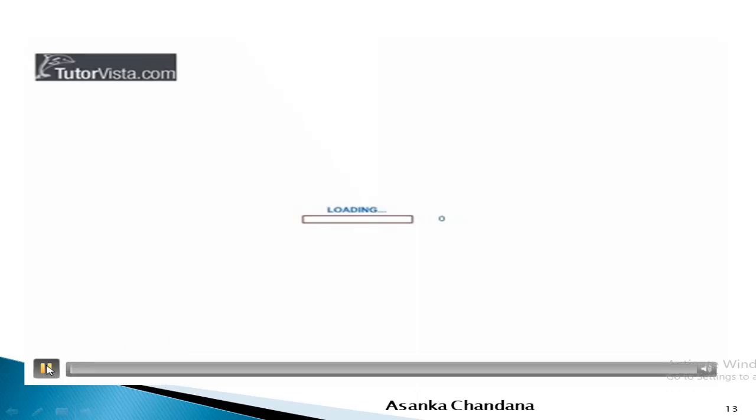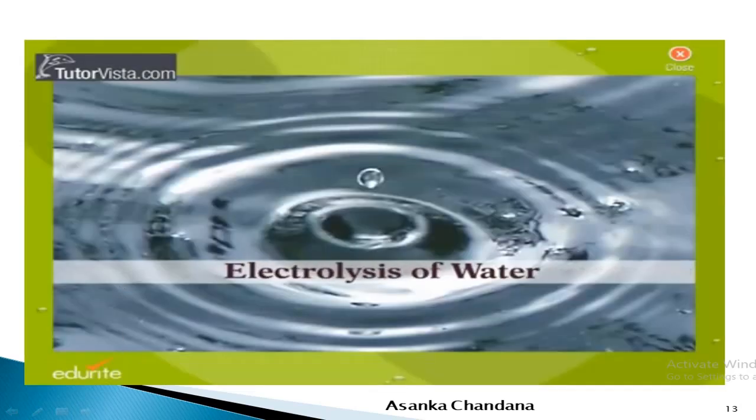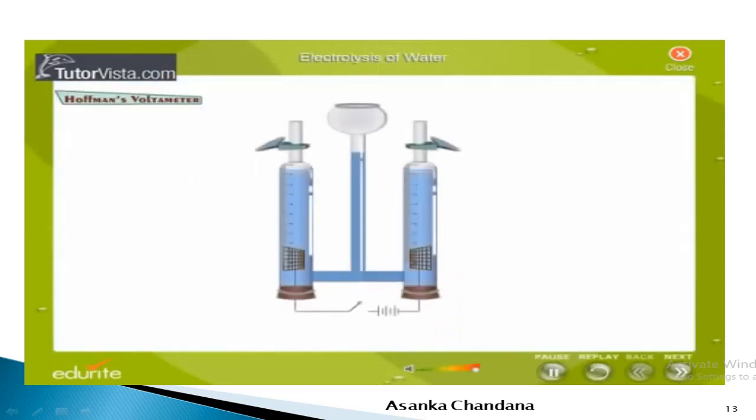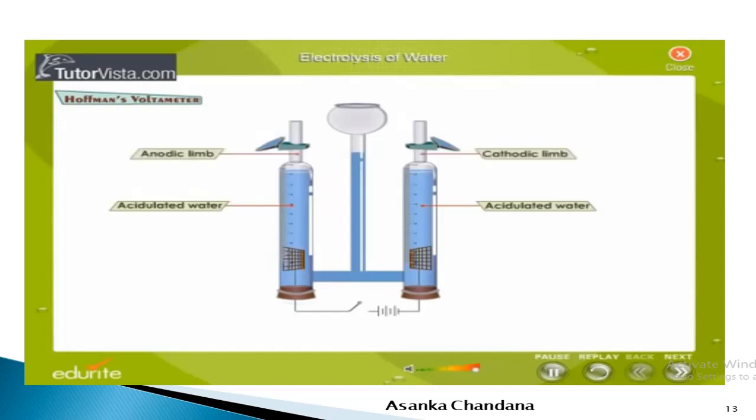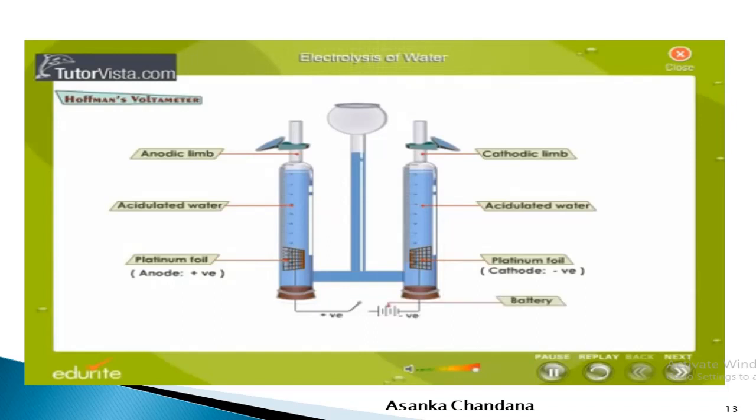Right, again you should observe a video relevant to this. Electrolysis of water. This is an electrolytic cell used for the electrolysis of water. It is called the Hoffman's voltameter. Observe the parts of the voltameter. Acidulated water is the electrolyte taken in the limbs of the voltameter. The electrodes, anode and cathode, are made of platinum. Anode is positive while the cathode is negative. Observe the circuit closely. Note that the anode is connected to the positive terminal of the battery and the cathode to the negative terminal.